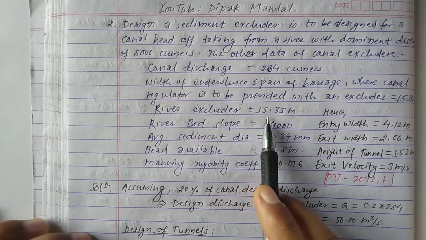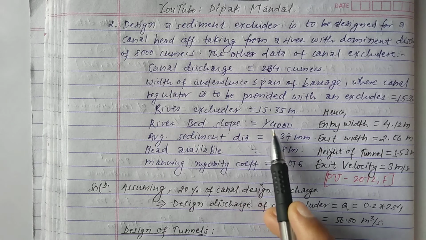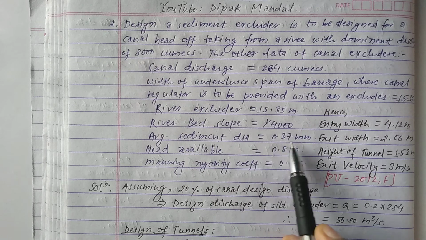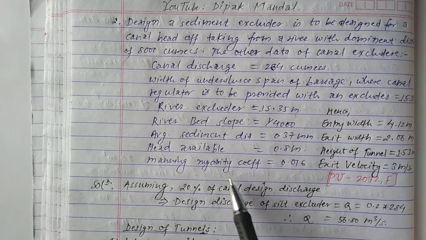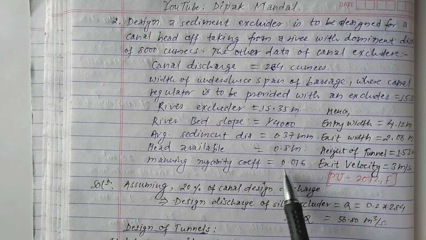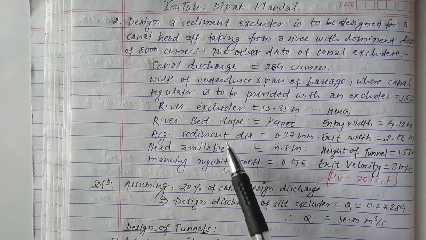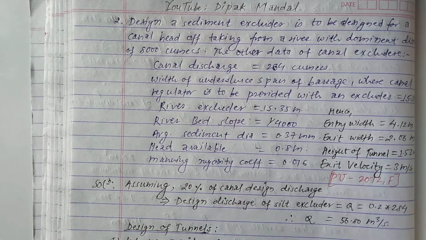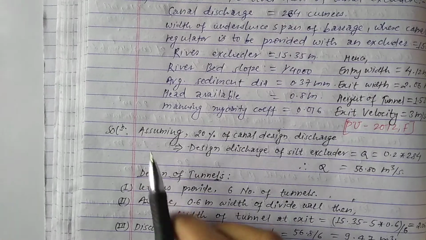River excluder is given 15.35 meter. River bed slope equal to 1 by 4000. Average sediment diameter 0.37 meter. Head available 0.8 meter, and the Manning's rugosity coefficient is given 0.06. Okay, so these all parameters are given for designing of the sediment excluder. Okay, now we have to design. So let's see the solution.